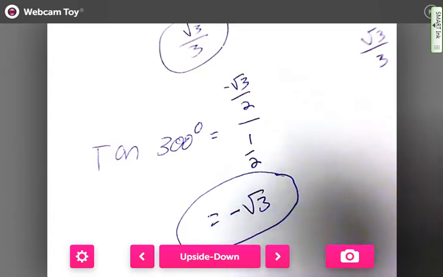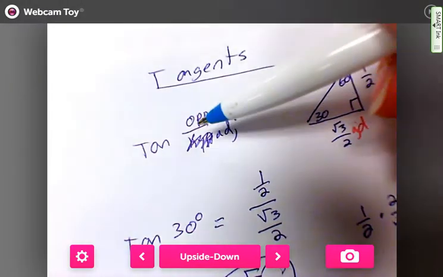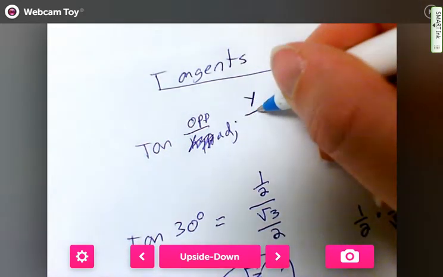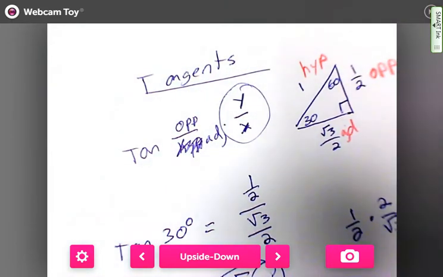You ready to try another one? Do you have a question about this one before we move to another one? Yes? What do you mean by opposite? Okay, so in this case, our opposite is always going to be our y value, and our adjacent is always going to be our x value. So that's a really good question. So tangent is always going to be y over x. Okay? Good question.